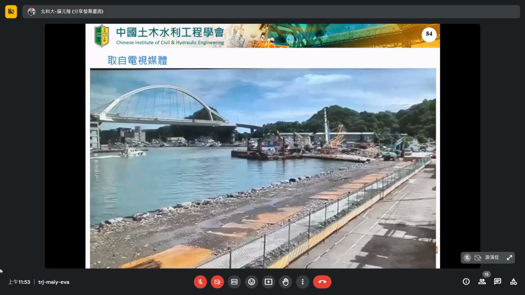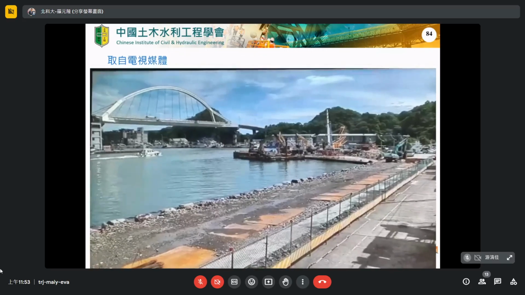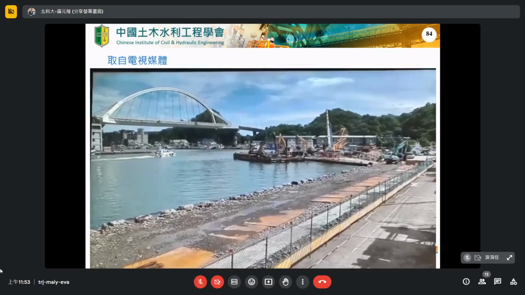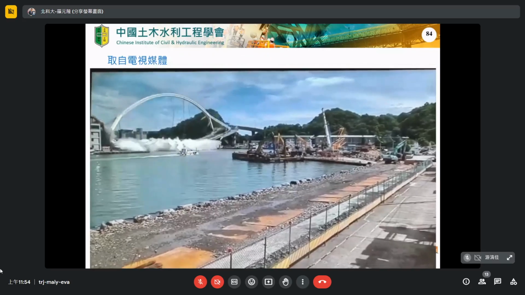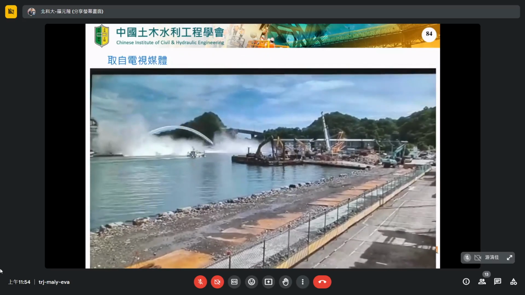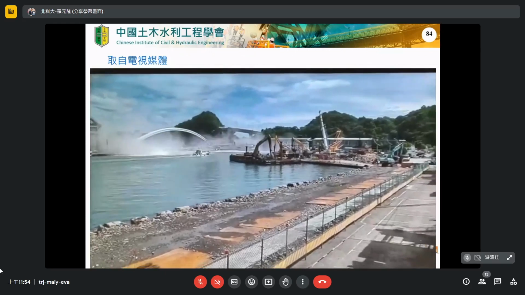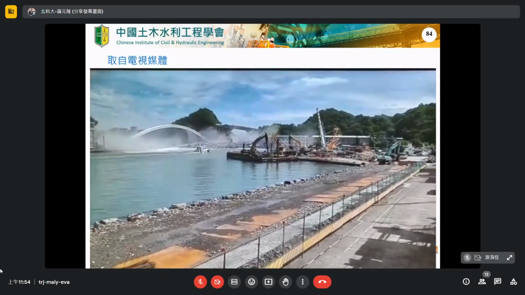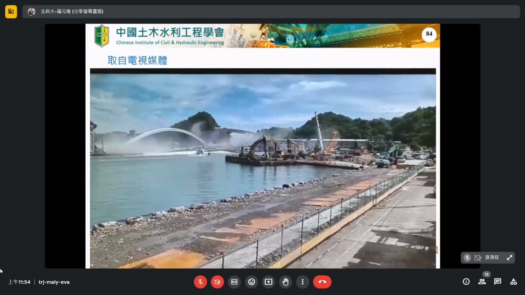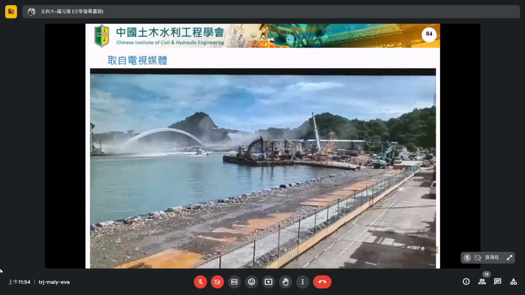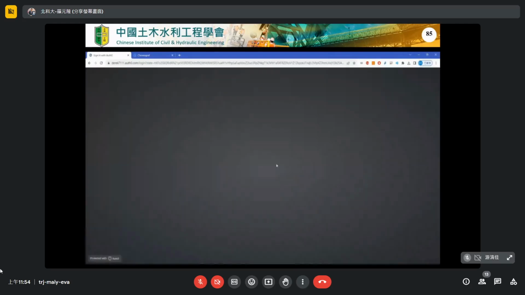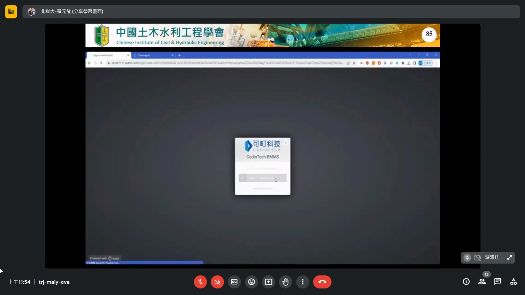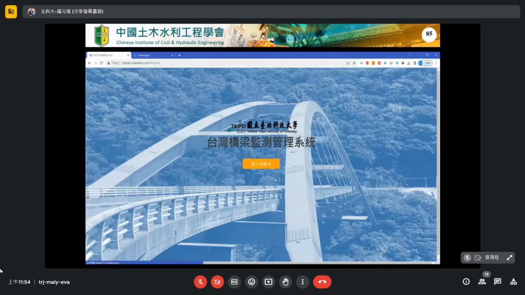This is a video of the Nanfang'ao Bridge in Yilan County. As you can see, the bridge collapsed suddenly. Okay, so it highlights the importance of the maintenance of the bridge. Okay, in addition to that, how to do bridge monitoring is very important. So now I will show you a video about the monitoring system we developed. This is a real case we have achieved.